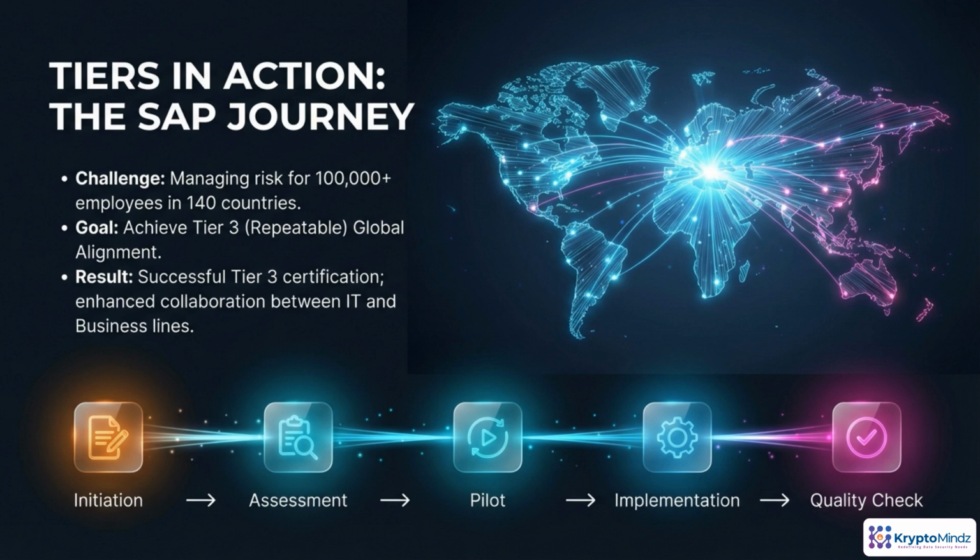Imagine you're supporting a global enterprise with over 100,000 staff and highly inconsistent security practices. They choose CSF tiers as the common language. First, they assess current capabilities across regions. Next, they run a pilot in one business unit, refine the approach, then roll it out worldwide. Hitting Tier 3 isn't just a label. It forces repeatable processes and tighter IT-business collaboration.